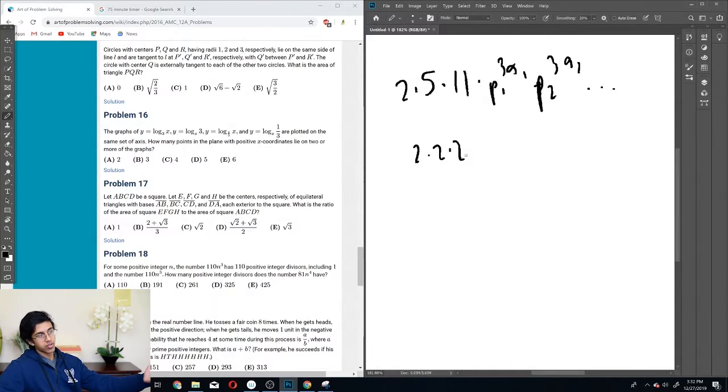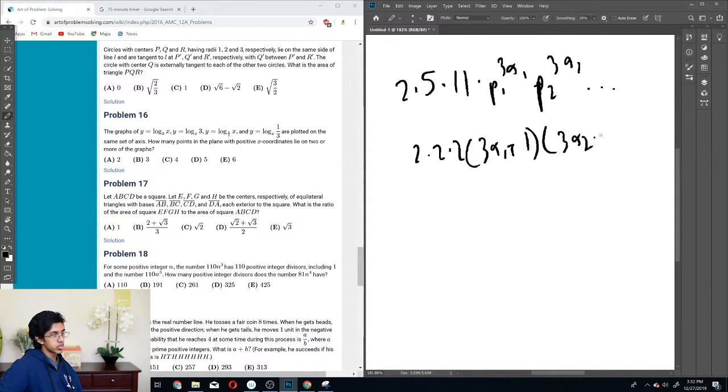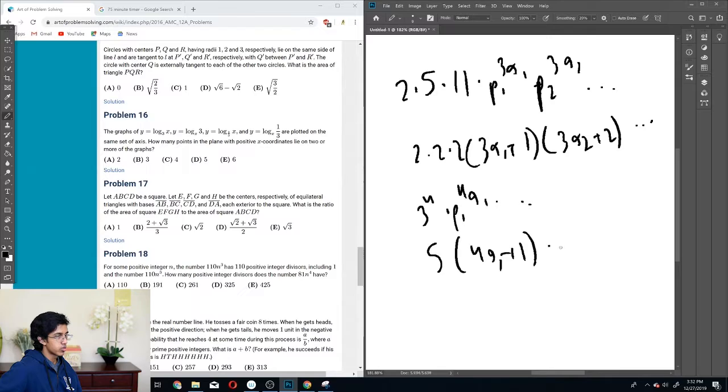If you use the prime factor formula, like how many factors the thing has based on its prime factorization, then you get 2 times 2 times 2 times 3 alpha 1 plus 1 times 3 alpha 2 plus 1, and so on. And in the other case, we have 3 to the 4 times P1 to the 4 alpha 1, dot dot dot. So that would be 5 times 4 alpha 1 plus 1, so on and so forth.